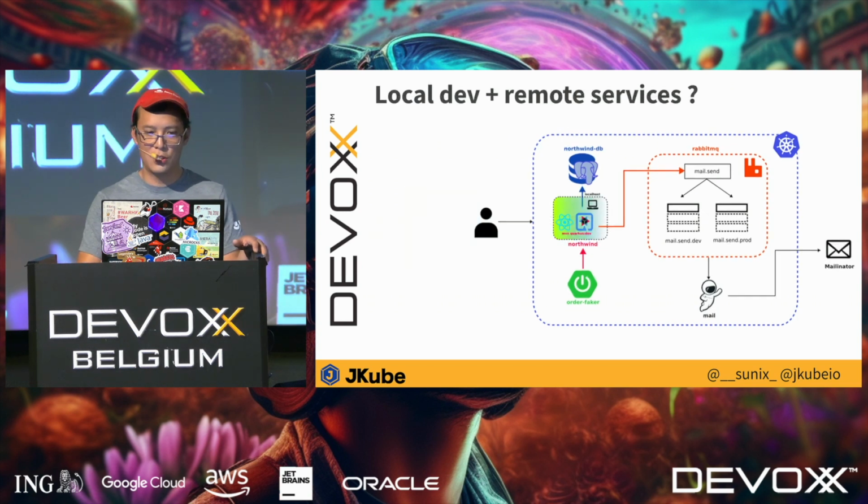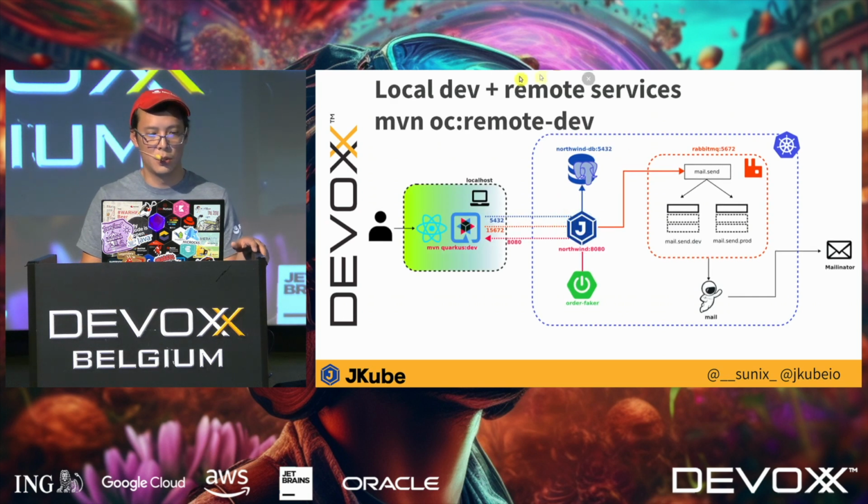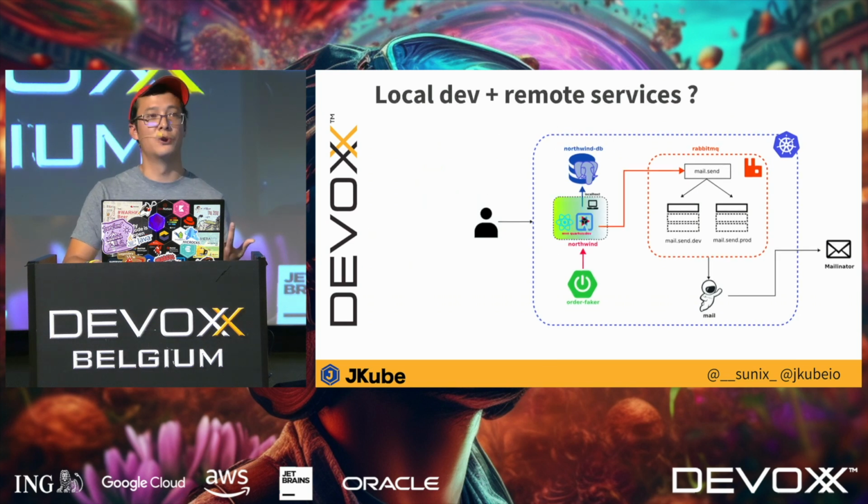So actually, this is what the command oc remote-dev is doing. It will create SSH tunnels, from there to there, from there to there, and from there to there. So you feel like your laptop is in production. And let me show you that.